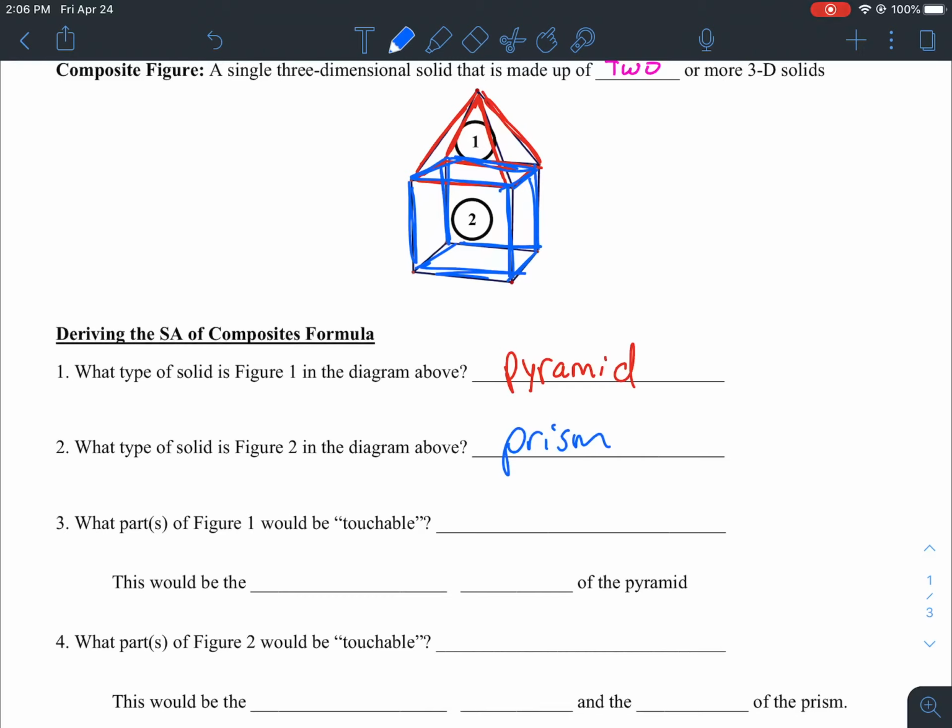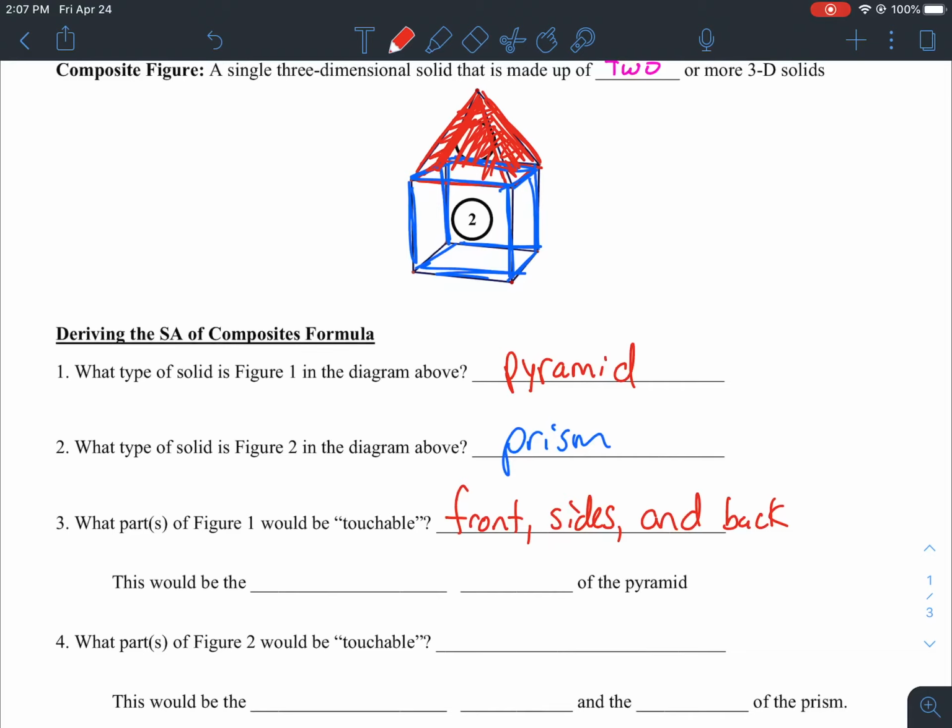Question 3 wants to know what part or parts of figure 1 would be touchable. If this whole figure was in front of you, what would you be able to touch? Well, just thinking about it, you would be able to touch this front part. You would be able to touch this side. You would be able to touch the left side. And you would be able to touch the back. Okay? So we would be able to touch the front, sides, and back.